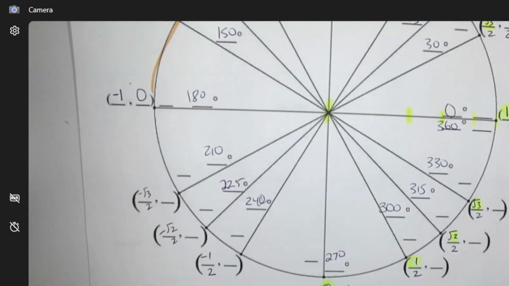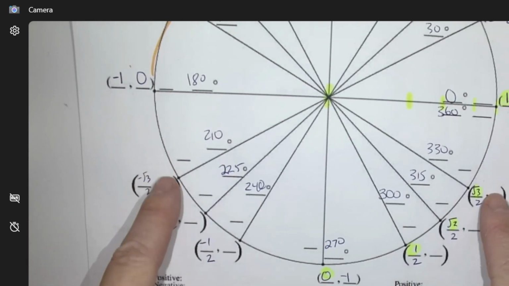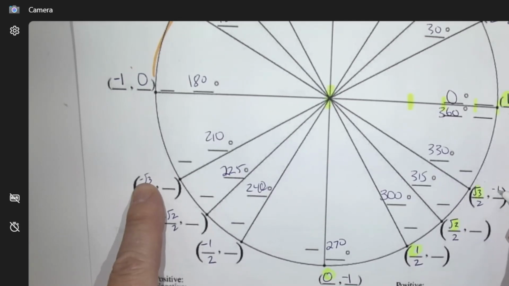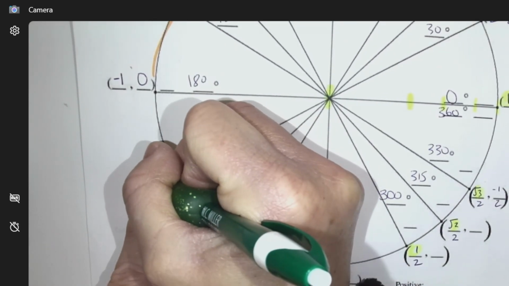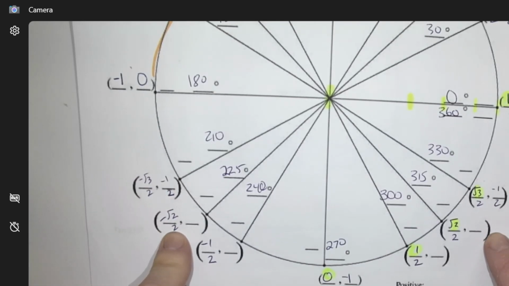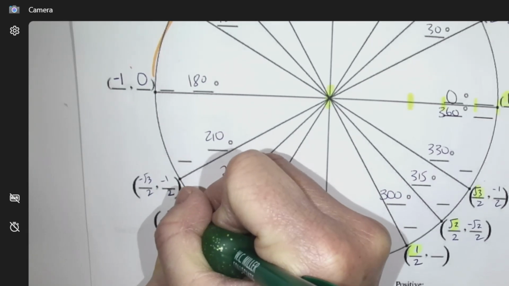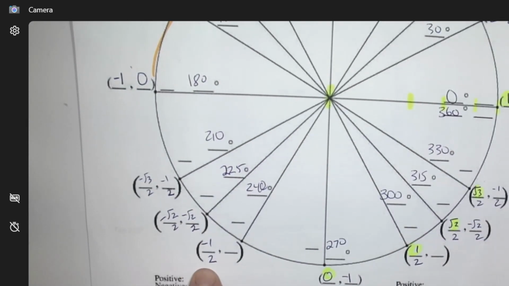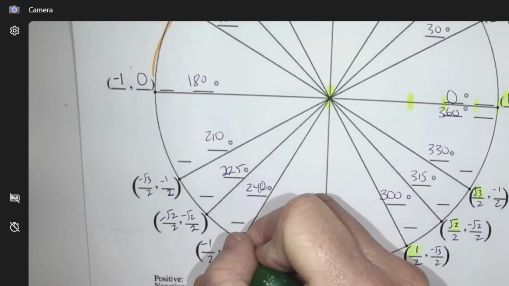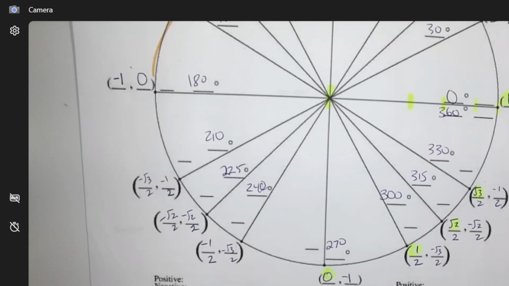So I'm going to go down, down, down, down. So here I am, 0. I'm going to go down, down, down, down. So negative 1/2, negative 1/2, down. Negative root 2 over 2, negative root 2 over 2, down, negative root 3 over 2, down should be a negative 1, and it was already there.